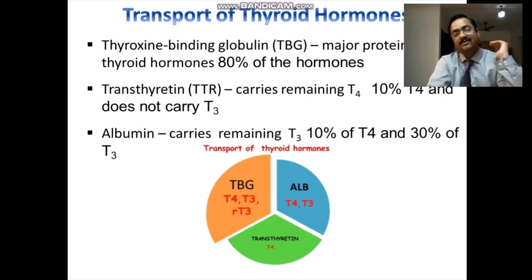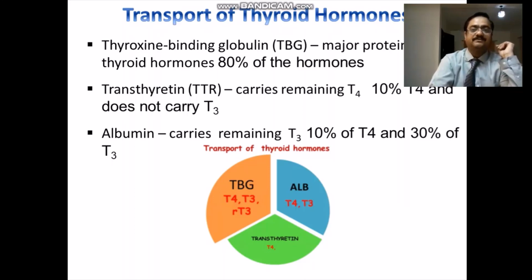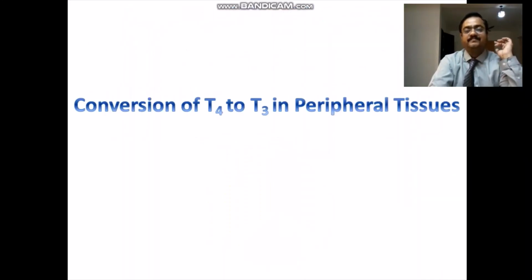Transport of thyroid hormones, how does it occur? TBG, that is thyroxine-binding globulin, is the major protein to carry thyroid hormones, 80% of the hormones. There is another protein called transthyretin, TTR. It carries 10% of T4 and doesn't carry any T3. And albumin carries the remaining 10% of T4 and 30% of T3, right?